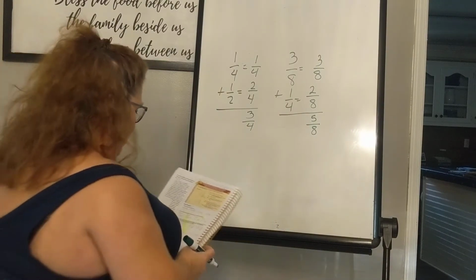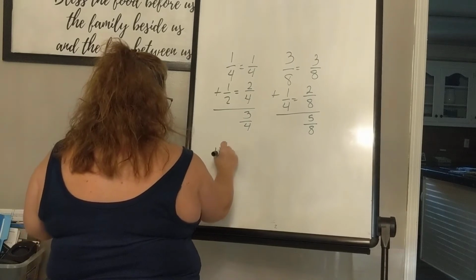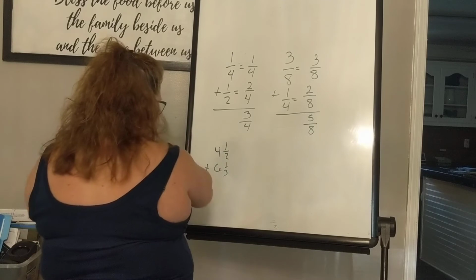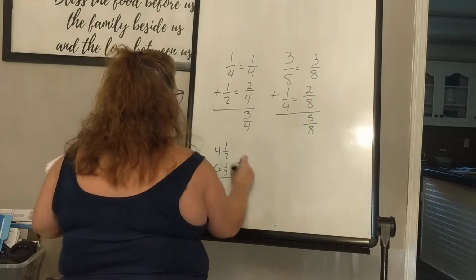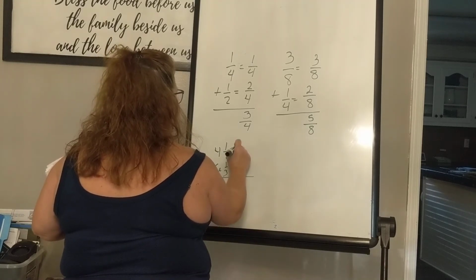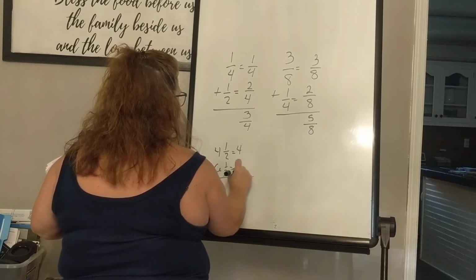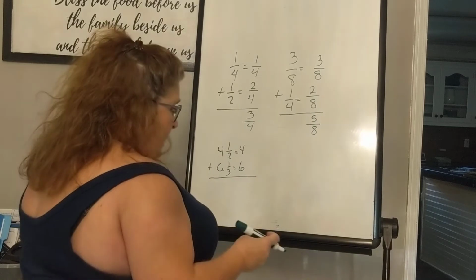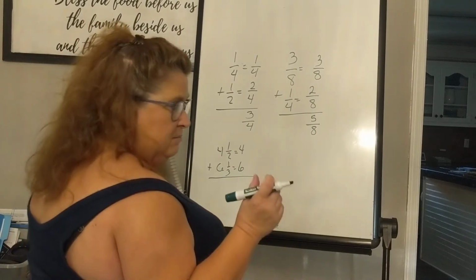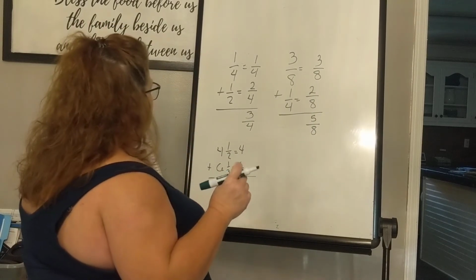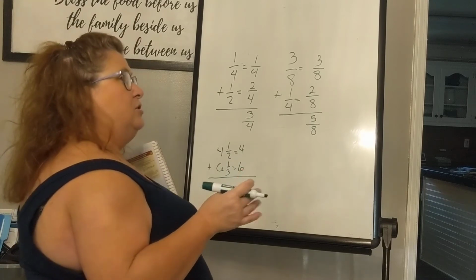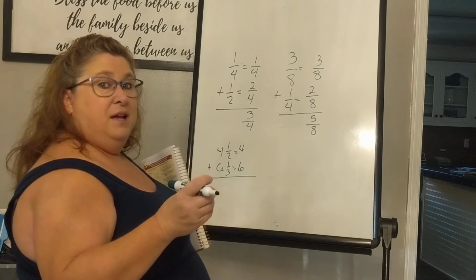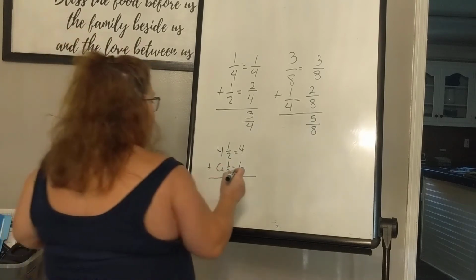Next I have 4 and 1/2 plus 6 and 1/3. I'm going to go ahead and bring my whole numbers over because I don't ever want to forget that. Because if I don't have my whole number in my answer, it won't be correct. And then I'm going to figure out my least common denominator. Okay, my least common denominators are least common multiples. Count by 2s, 2, 4, 6. Count by 3s, 3, 6. So 6 is my least common denominator.